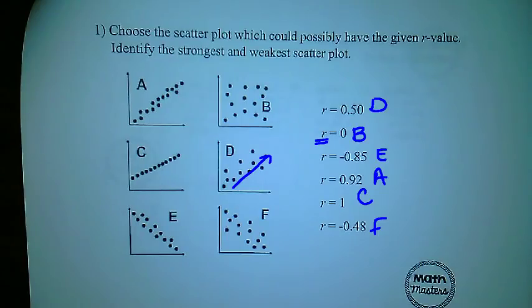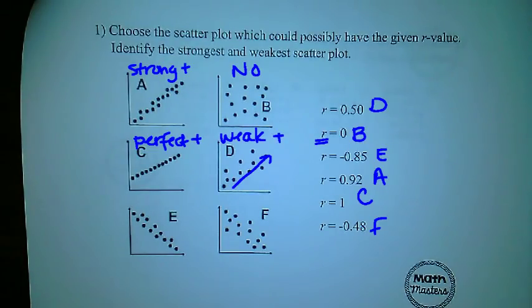So again, just to recap, this would be strong and positive. This would be none. This would be perfect, positive, weak, positive. So if people aren't listening and copying, they're going to think I spelled perfect wrong and added all these T's, but really they're plus signs. Okay, this is going to be strong, negative, and weak, negative.